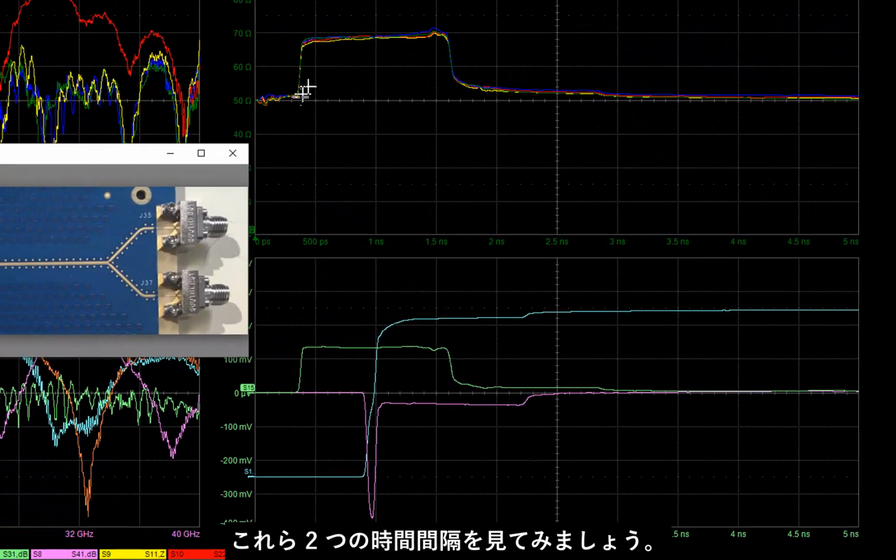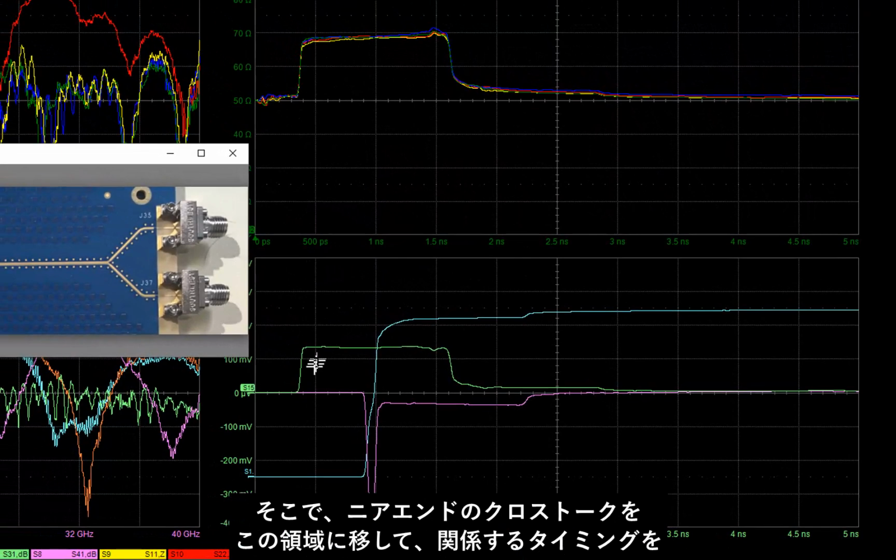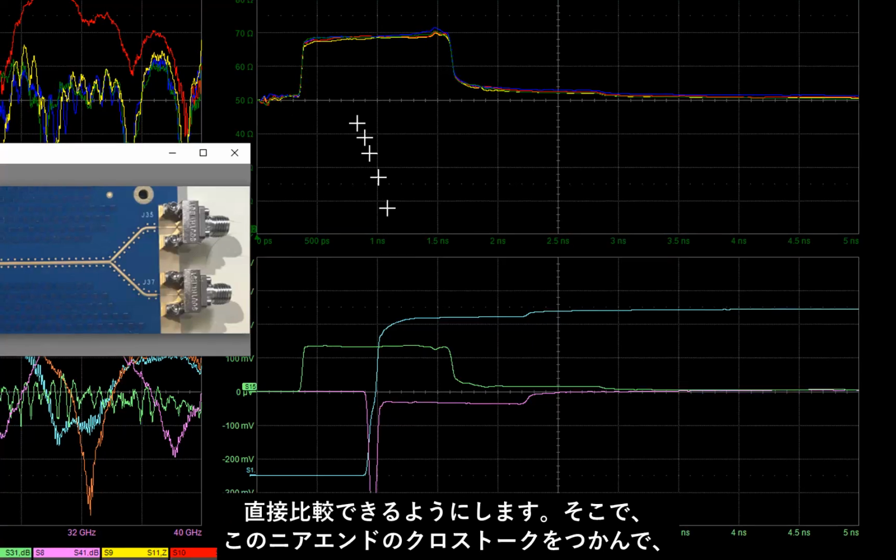Let's take a look at those two time intervals. So we're going to move the near-end crosstalk over to this region so we can compare directly the timing involved.